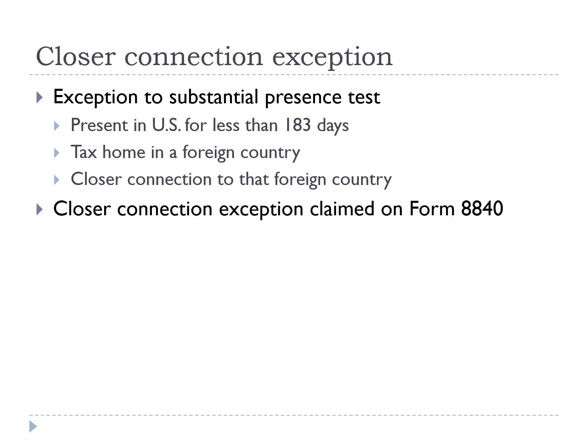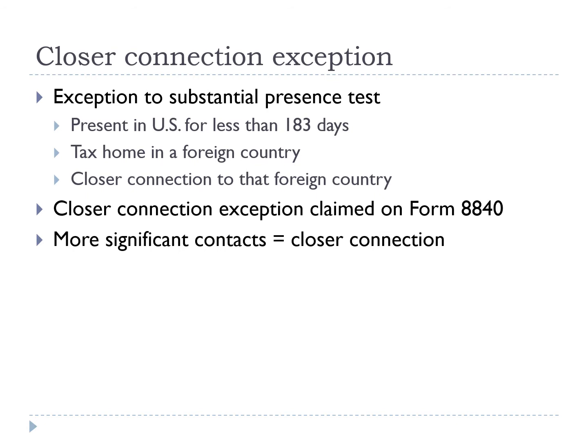A foreign individual claims exemption under the closer connection exception by filing Form 8840 with his or her personal tax return or by filing the form with the IRS if no personal tax return is filed. The taxpayer has a closer connection with the country with which there are more significant contacts, such as a permanent home, family, personal belongings, cultural and religious organizations, personal bank accounts, driver's license, voter registration, and country of residence designated on documents filed by the individual.